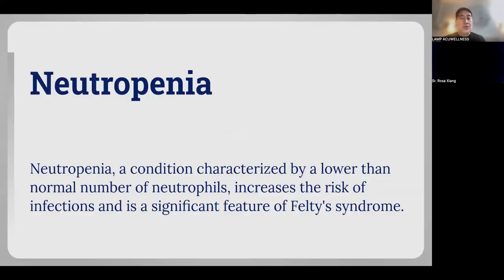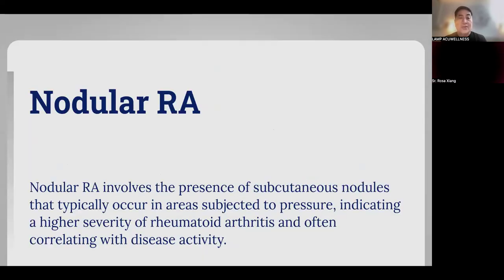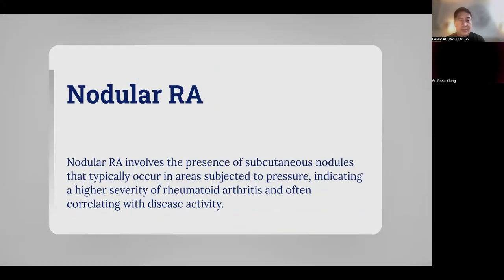So neutropenia is a condition characterized by lower than normal number of neutrophils. It increases the risk of infections if your neutrophils is low, no? Splenomegaly, enlargement of the spleen, okay? So this will cause abdominal discomfort, of course. Nodular RA, the presence of subcutaneous nodules that typically occur in areas subjected to pressure, indicating a higher severity of RA and often correlating with disease activity.